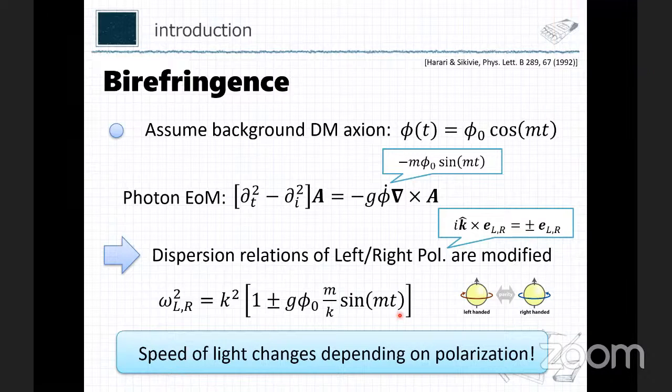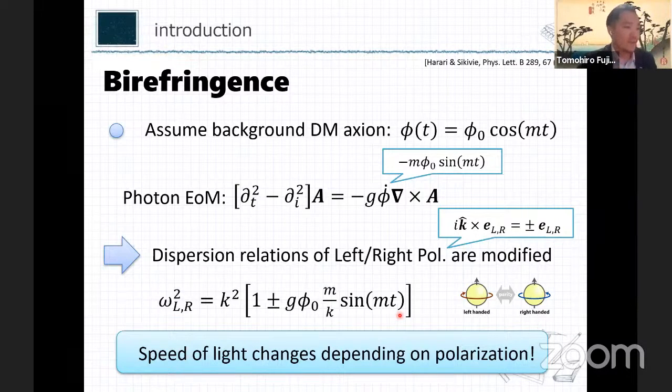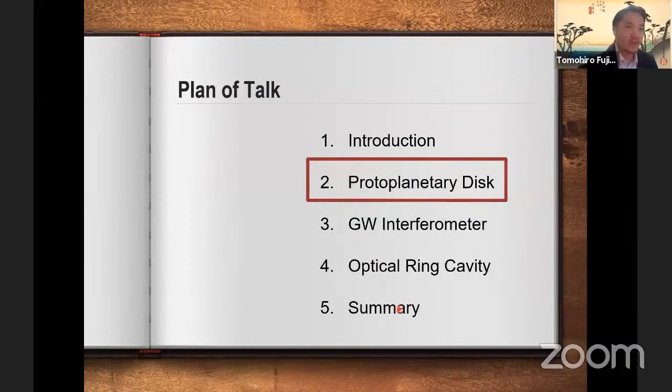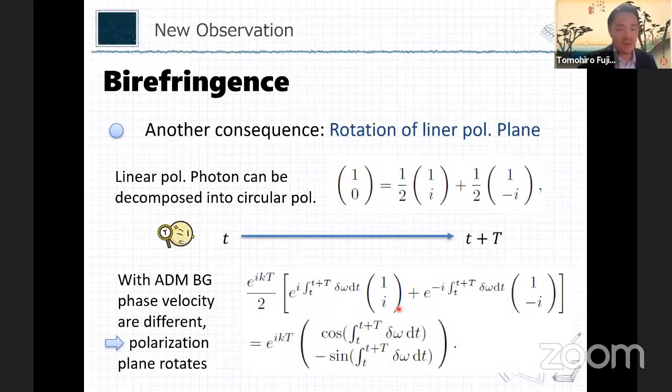Is it okay? Yeah. Go ahead. Okay, so if you decompose the photon using circular polarization, that means the left-handed mode and the right-handed mode have different speeds, and which is faster always changes due to this oscillating behavior of the axion dark matter. Okay, that is the end of the introduction. Is there any other question? Otherwise, I move forward to linear polarization.